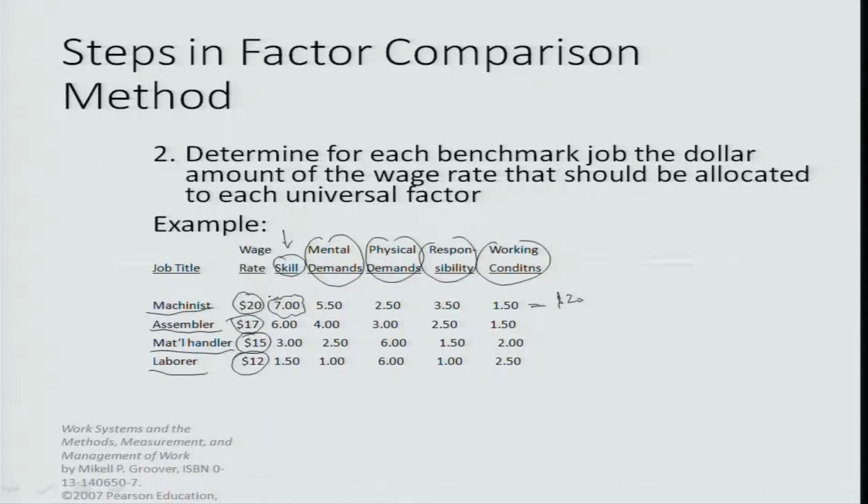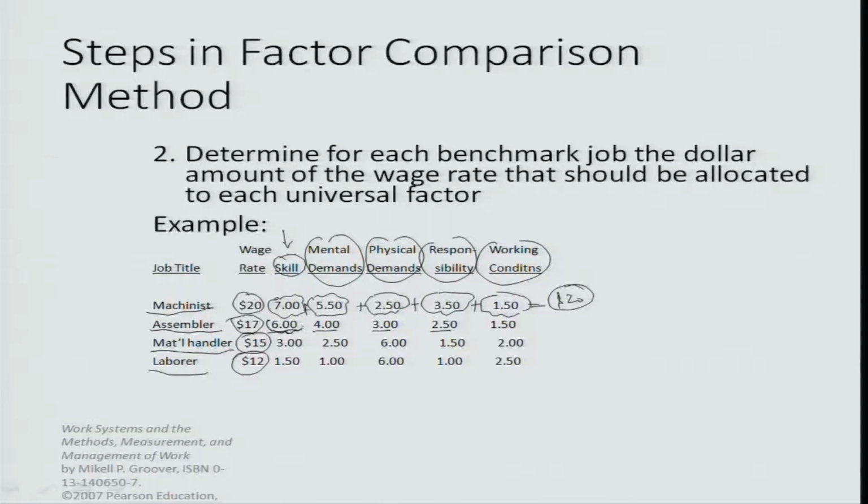Similarly, mental demands are about $5.50. Physical demands are $2.50. Responsibility is $3.50. Working conditions is $1.50, and so therefore about $20 in total, which is a sum total of all these different job factors, account for what a machinist would earn typically in terms of the different factors associated with the machinist job. Similarly, you have a model for the assemblers.